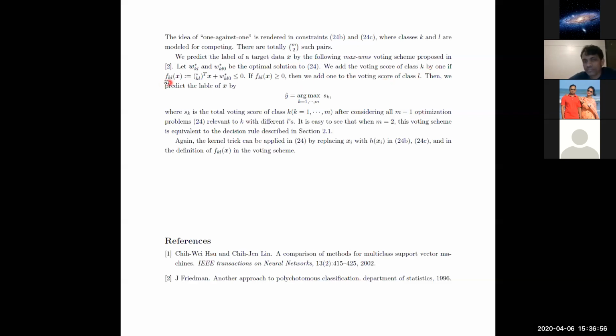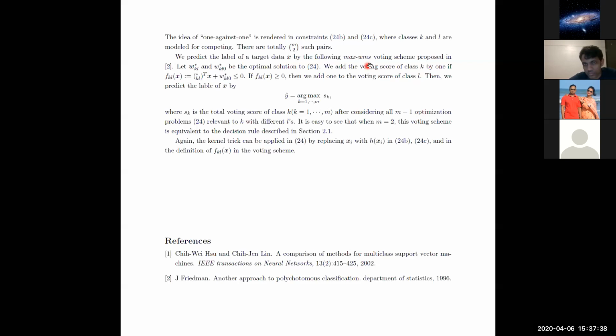But be careful here. We cannot say that if this is less than or equal to 0, then it's class K. You can only say that the data prefers class K to class L. You know what I mean? Because this is a one-against-one model. What you can say is that between K and L, it's more likely to be in class K. That's the reason why we need this max-win voting scheme. Finally, whichever label gets the maximum voting score, we predict X to be that class.